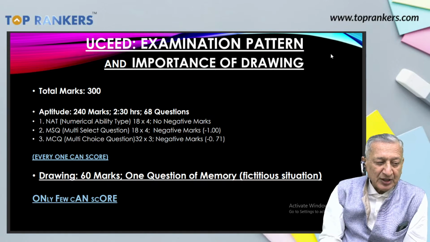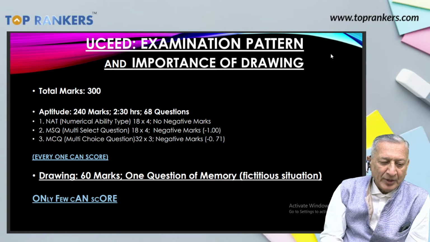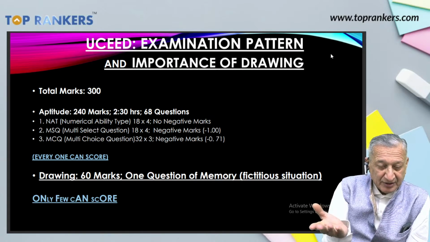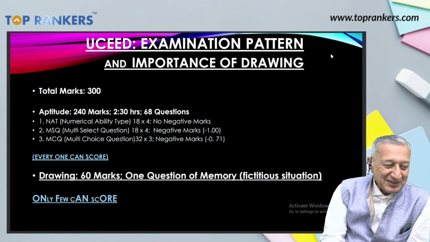The types of questions are NAT, that is numerical answer type, 18 questions of 4 marks each, no negative marks. Then the second type is MSQ, multi-select questions, 18 questions, 4 marks each. There will be negative marking in this to the tune of -1 for each wrong answer. And of course, you don't lose the rest of the three marks. It is only -1. And the third is MCQ, multiple-choice questions.